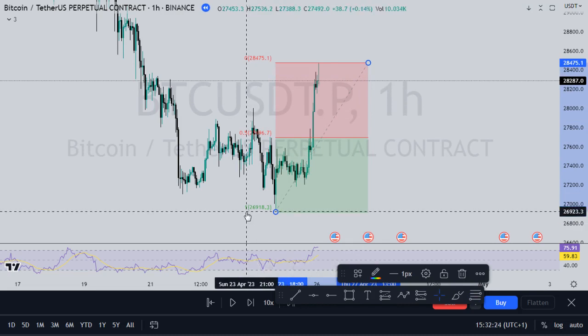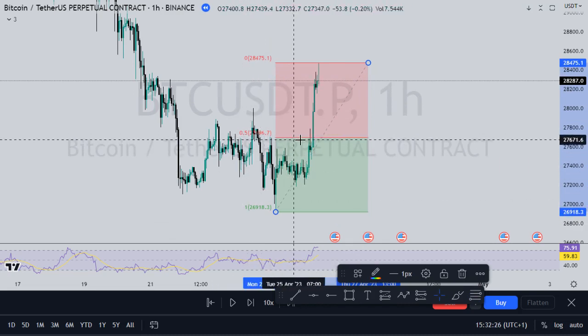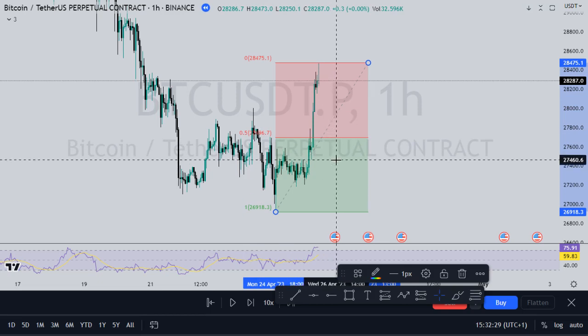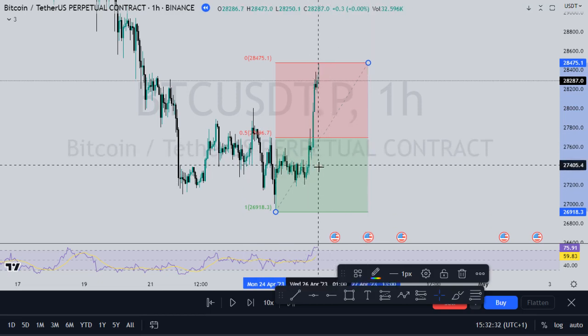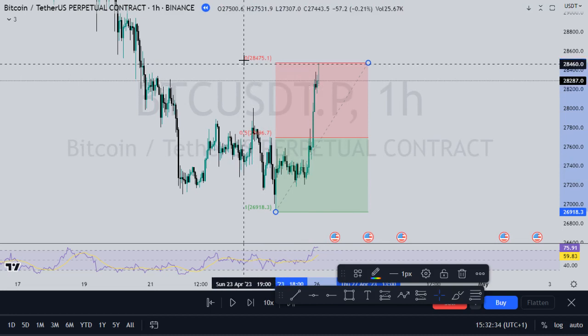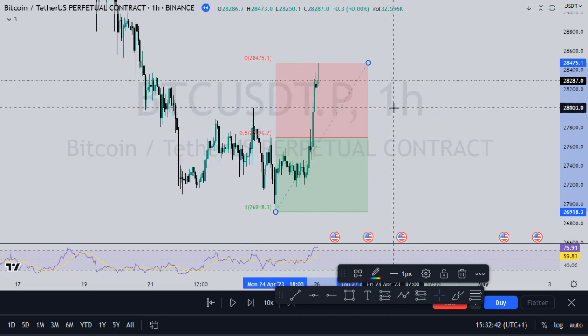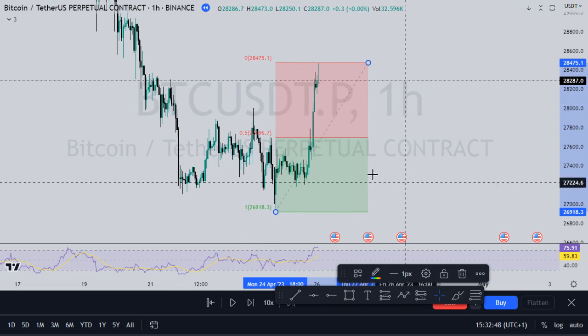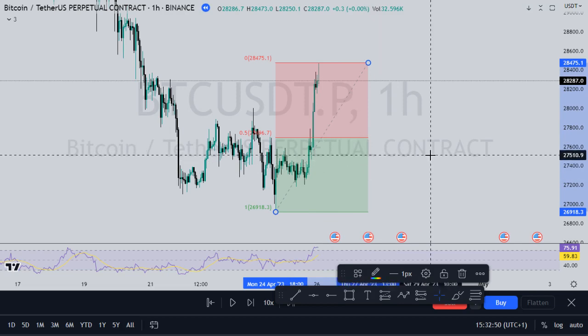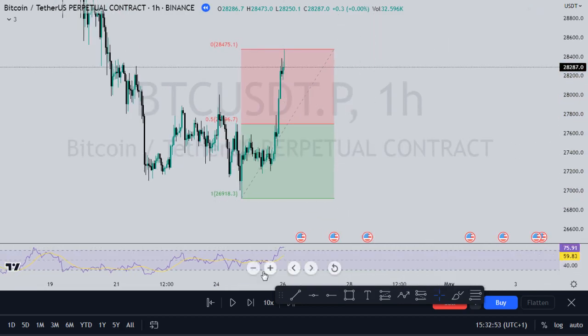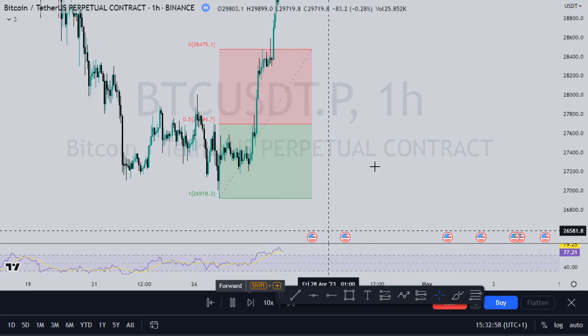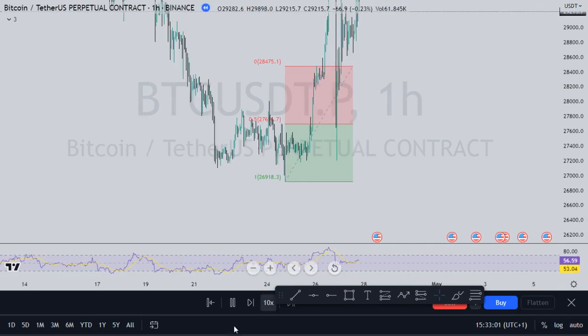The 1 to 0.5 level is the discount zone where you can place buy orders. It is safe to buy at this level. And the 0 level up here is the premium zone where it is safe to sell. So let us assume that we want to buy right here. All we need to do is draw our Fibonacci retracement tool and wait for price to come around this level so that we can make a buy, because we are looking for a safe discount zone.